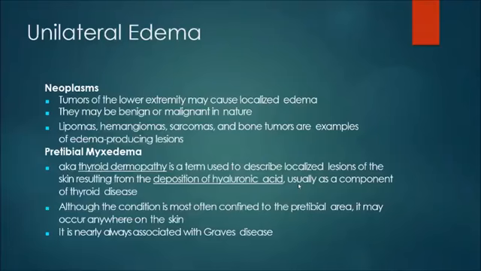Okay, other causes, neoplasm. So tumors of the lower extremity may cause localized edema. They may be benign or malignant in nature. Lipomas, hemangiomas, sarcomas, and bone tumors are examples of edema-producing lesions. Pretibial myxedema or thyroid dermopathy is a term used to describe localized lesions of the skin resulting from deposition of hyaluronic acid, usually as a component of thyroid disease. Usually this condition is confined to the pretibial area, but it can occur anywhere in the skin, and it's usually associated with Graves' disease.